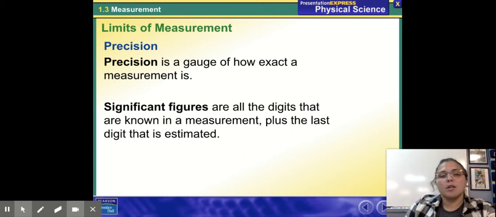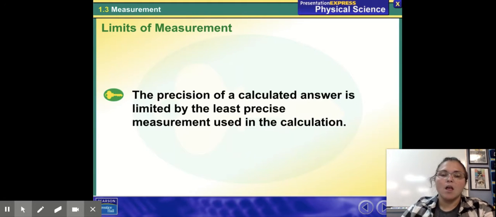So some other things we need to know about measurement is measurements aren't always perfect, and there are limits to measurement. And the first limit we're going to look at is precision. Precision is a gauge of how exact a measurement is. Significant figures are all the digits that are known in a measurement plus the last digit that is estimated. The precision of a calculated answer is limited by the least precise measurement in the calculation.